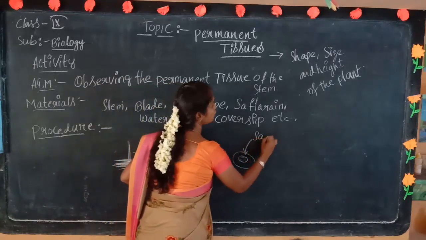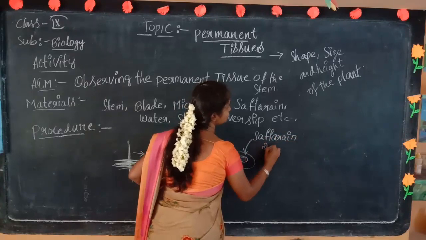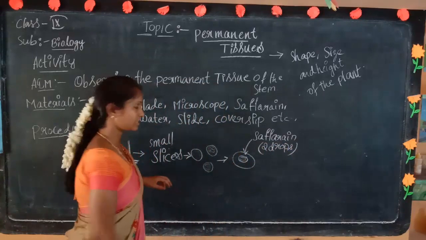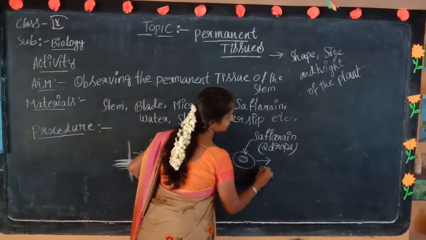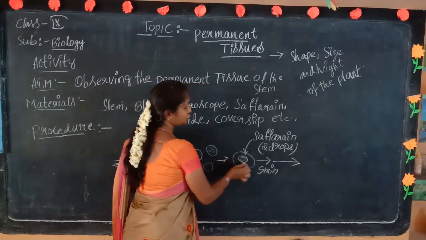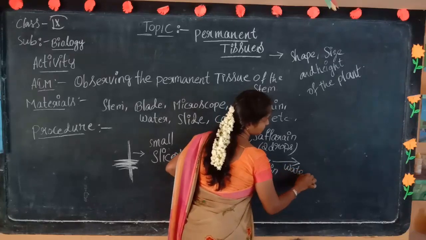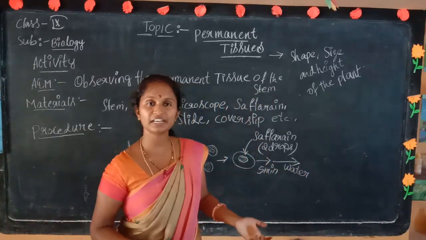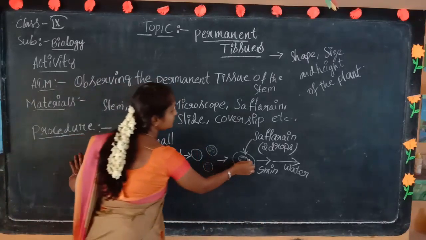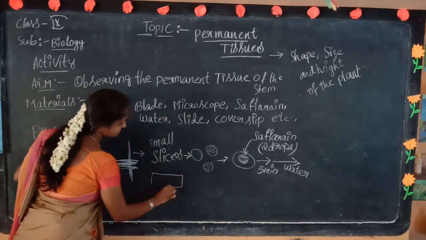Add 2 drops of saffron on the slice of the stem, and keep it aside for 5 minutes. After 5 minutes, just wash it with water. If any excess saffron color is there, it will go out with the water. And take this slice of the stem and keep it on the slide.